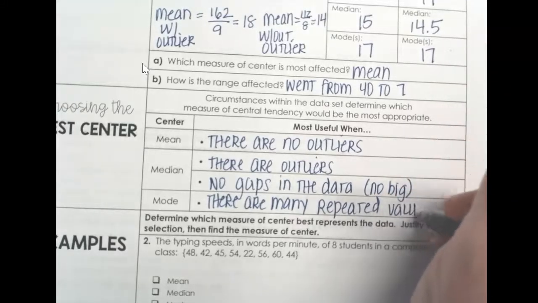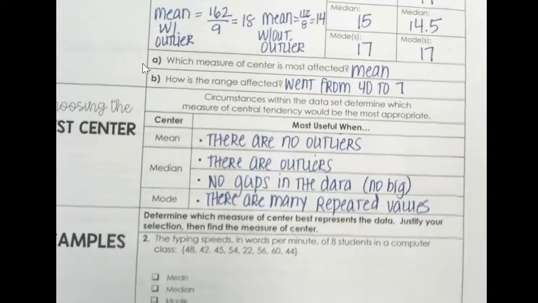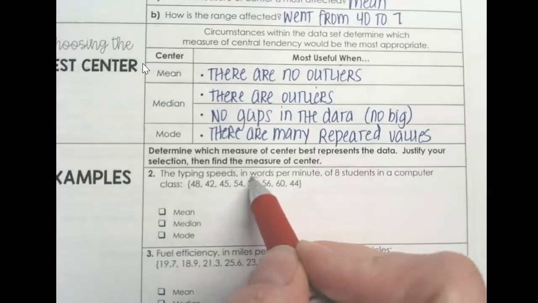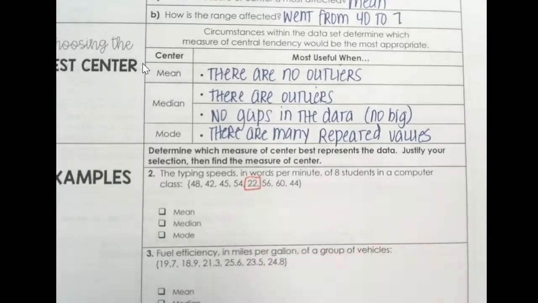All right. So let's just take a look and see what we can do with this. So if we look at the typing speed here, and so words per minute, how many words per minute can these students in a computer class type? So I have a string of numbers, and when I look at them, one of the numbers really stands out to me as being very different than the rest of them, and it's this 22 here. It is much lower than the rest of them. So to me, that's probably an outlier.